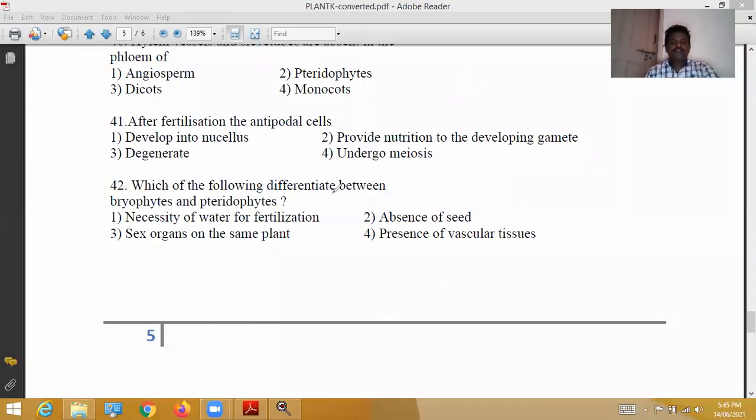Which of the following differentiates between bryophytes and pteridophytes? So what are the differences? Necessity of water for fertilization: for both, water is a necessity. But here we need to differentiate, so it is a wrong option. Absence of seed: generally in both cases seed is absent, so it is also wrong. Sex organs on the same plant: generally in bryophytes and pteridophytes, antheridia and archegonia are present on the same plant. So it is also wrong.